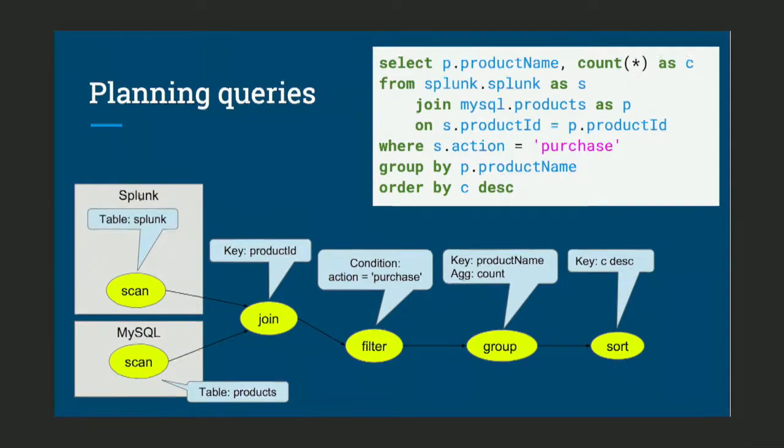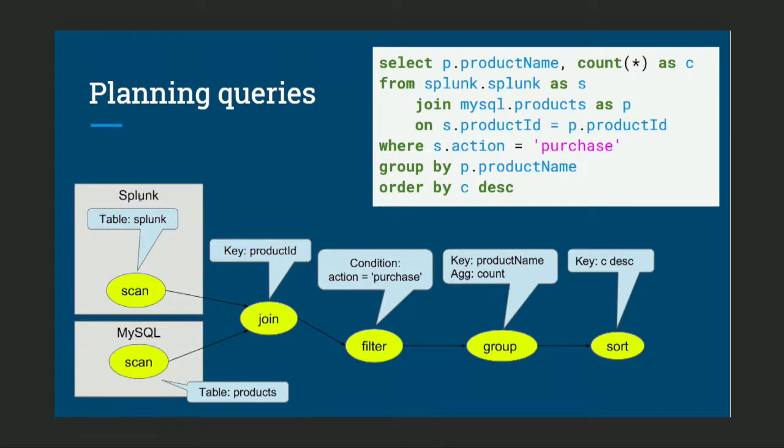So data flows out of Splunk and MySQL. It goes through a join, then goes through a filter, which is a where clause, a group by operation, and a sort, which represents the order by clause. So this produces the same result as this SQL. The challenge that Calcite does is how do we optimize that?